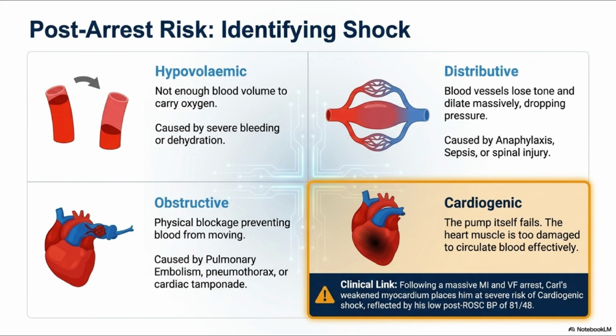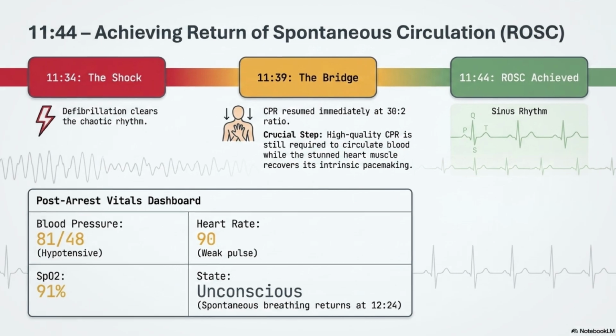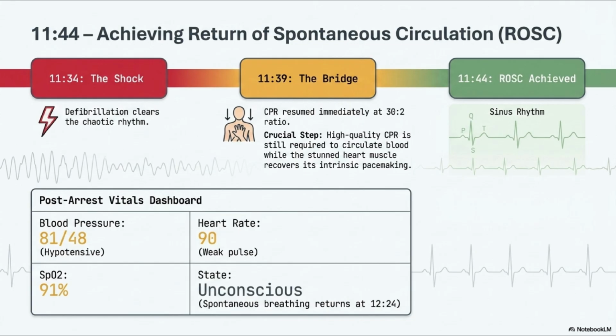Massive trauma. The myocardium has been subjected to severe ischemia followed by reperfusion injury. The heart muscle is stunned. It's beating, but it is contracting weakly and ineffectively. And you can see this failure immediately in Carl's post-ROSC vitals. His heart rate is hovering at 90, but the palpable pulse is weak and thready. His blood pressure is critically low, sitting at a terrifying 81/48.